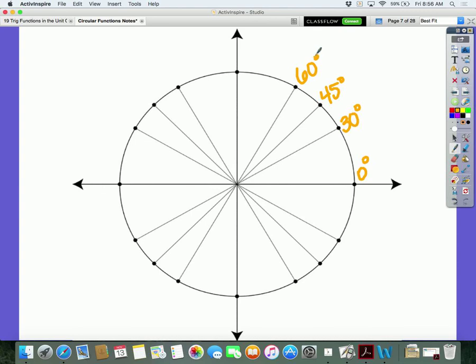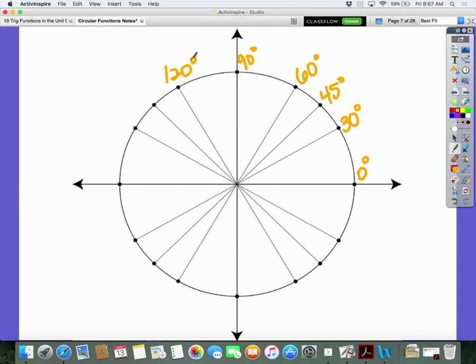45, 60, lastly, what? 90 degrees, okay? Those are the degree measures for your first quadrant. Now for your other three quadrants, it continues in that same similar fashion. After 90 comes what? You're increasing. Think about it. If 60 is 30 degrees from 90, we need to continue in that same fashion, so 120.